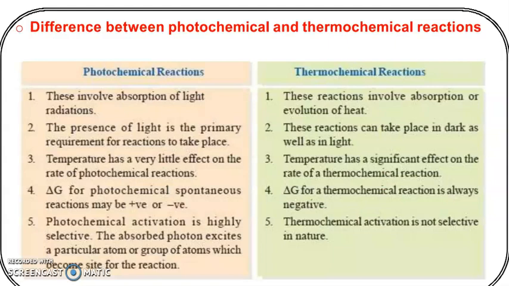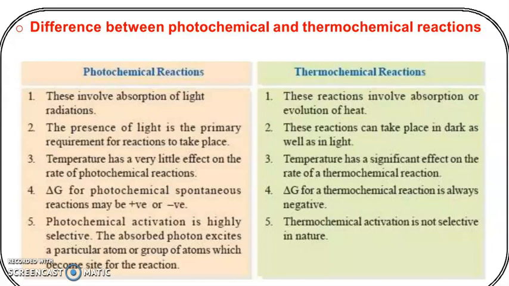Now, the difference between photochemical and thermochemical reactions. Photochemical reactions involve absorption of light radiations. The presence of light is the primary requirement for the reaction to take place. Temperature has very little effect on the rate of photochemical reactions. Del G for photochemical spontaneous reactions may be positive or negative. Photochemical activation is highly selective. The absorbed photon excites a particular atom or group of atoms which become the site for the reaction.